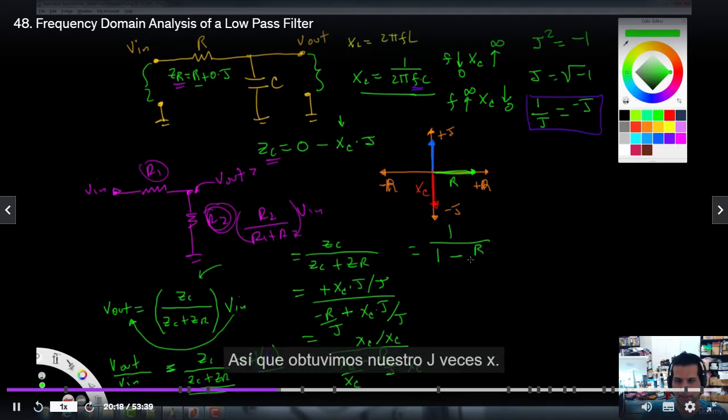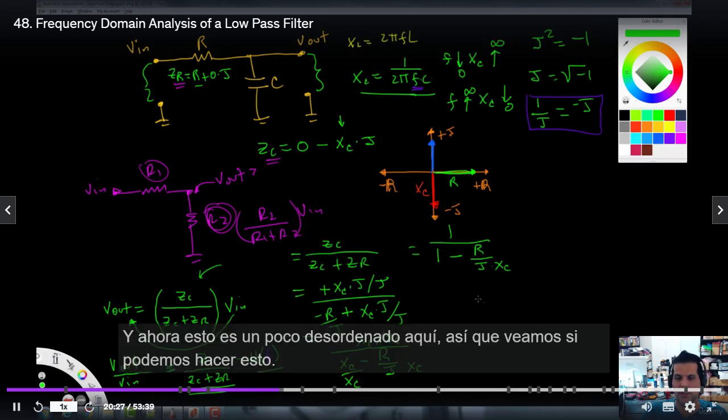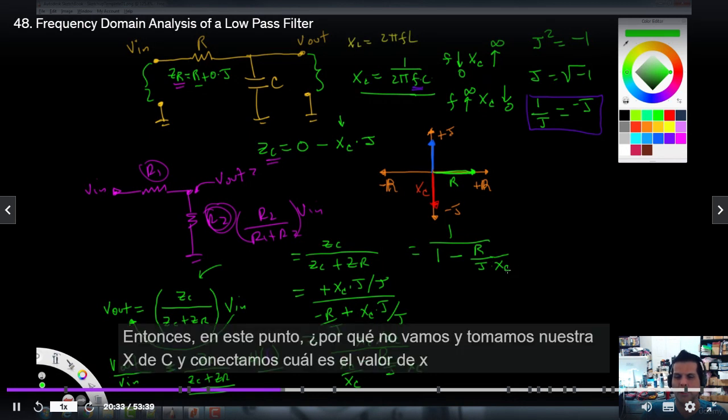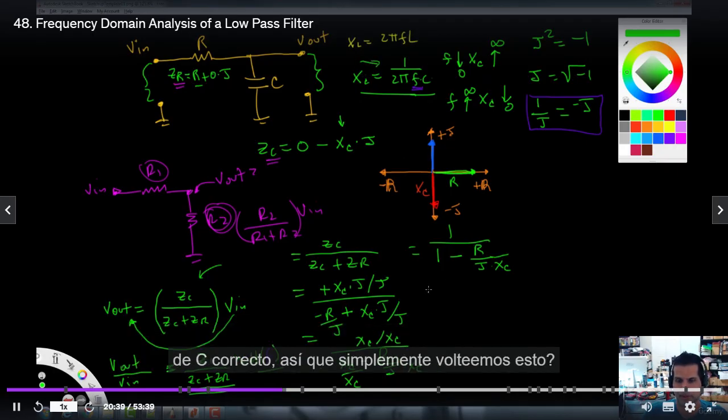So we've got r over j times x sub c here. Okay, so this is looking pretty good. And now this is kind of a little bit messy here, so let's see what we can do with this. At this point, why don't we take our x of c and plug in what the value of x of c is, all right? So let's just flip this around.